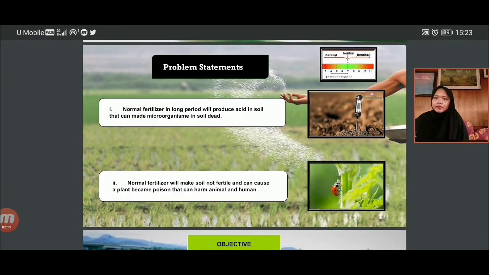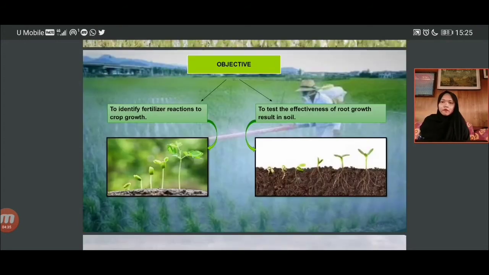Next, problem statement. First, normal fertilizer over a long period will produce acid in the soil that can make microorganisms in the soil die. Second, normal fertilizer will make the soil toxic and can cause a plant to become poisonous, which can harm animals and humans. Next is objective. First, to identify fertilizer reaction to crop growth.